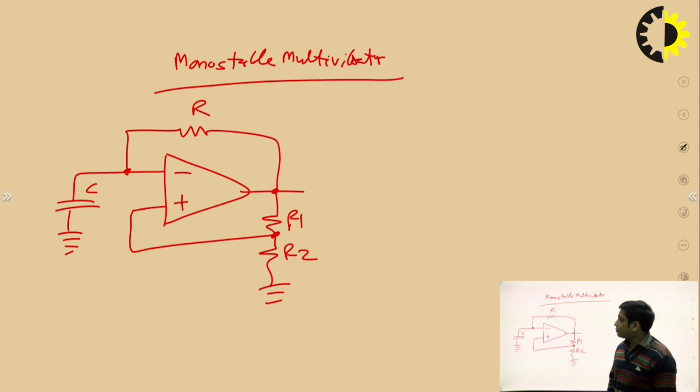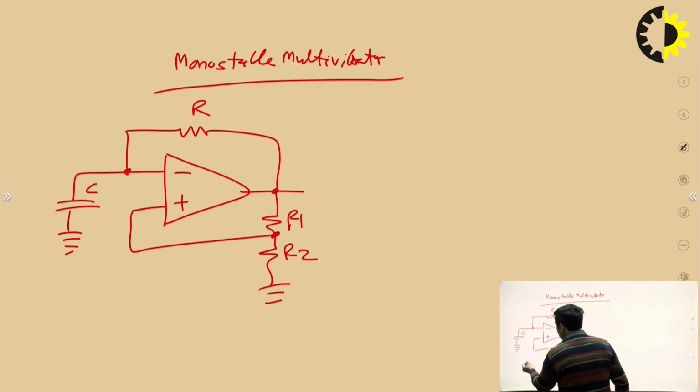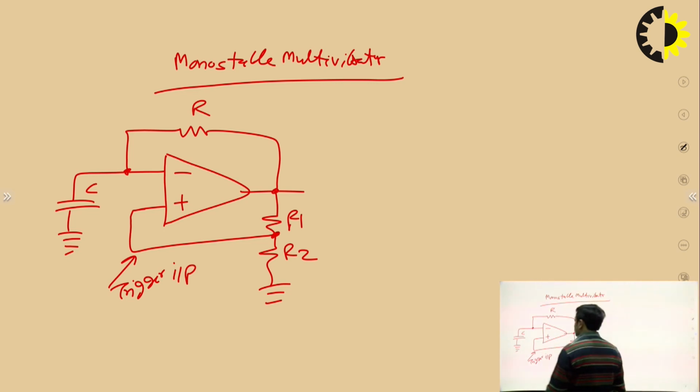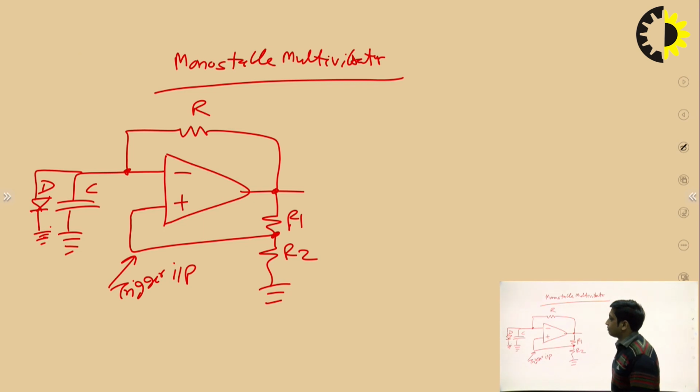Now we need to design the monostable multivibrator. One difference between astable and monostable is that in monostable we require an input. That input is the trigger input. So what we do, we apply that trigger input at the non-inverting terminal, and in parallel with the capacitor C, we connect a diode D. So diode D is connected in parallel with capacitor C.